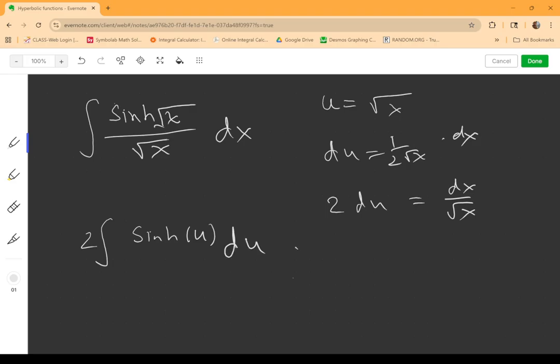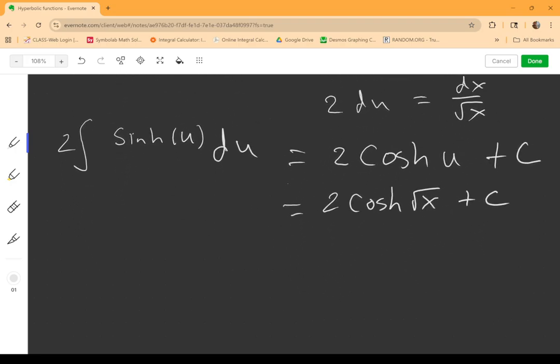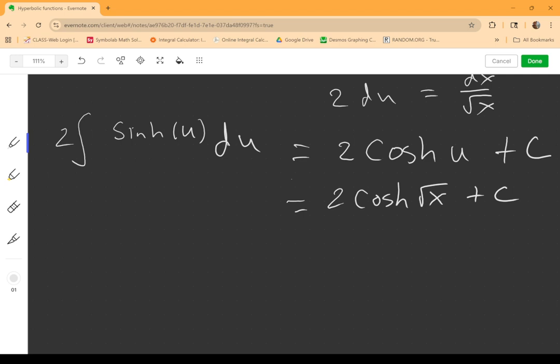Right, and now here we go, right? That simple substitution allows me to now have a straightforward integral. We have 2 cosh of u, don't forget the plus c, and then also here changing back to my x variable, 2 cosh of root x plus c. All right, and that's how we apply the formulas for the integral, right?